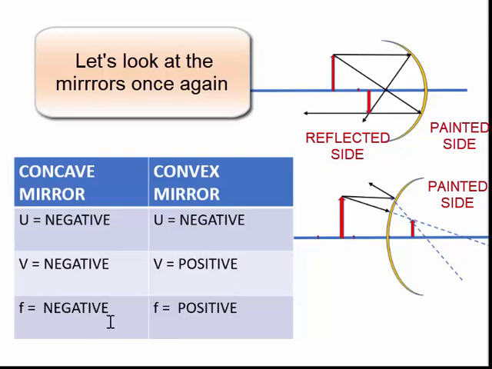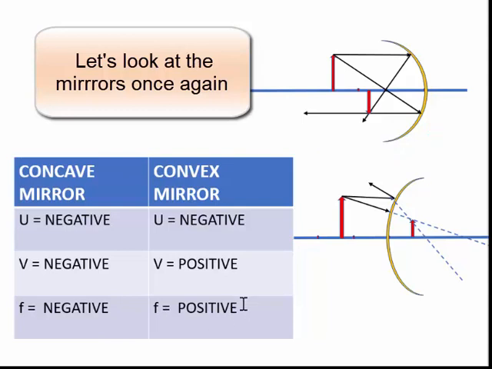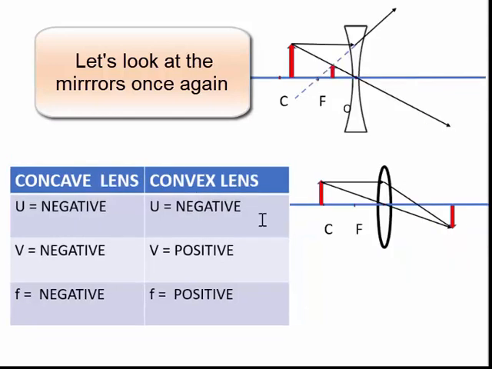Look at the focal length. The focal length in case of concave mirror will be negative. However, in case of convex mirror, it will be positive. These signs are very important for you to understand. Let us now discuss the case of lens. First, what I have drawn here is a case of concave lens. Now look at the concave lens.